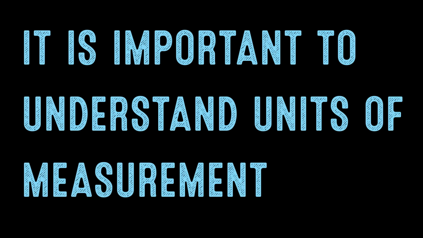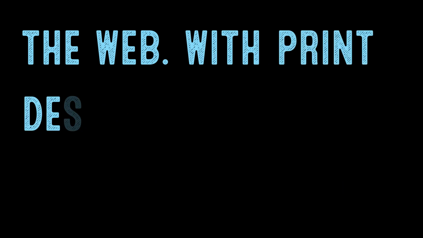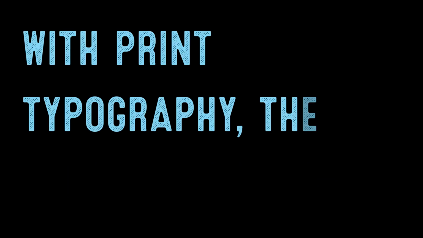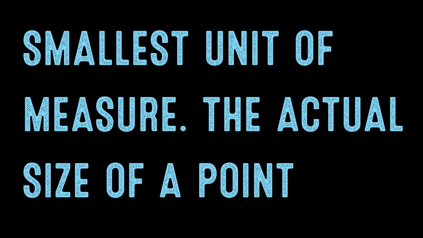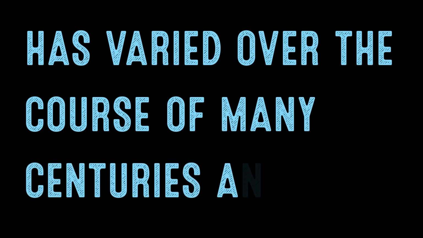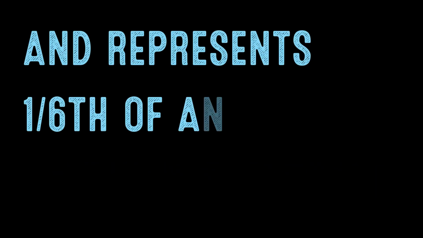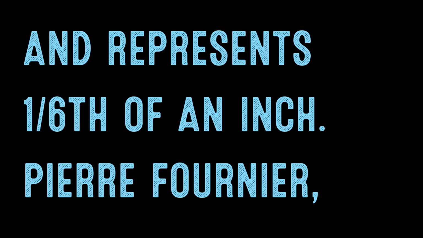The Daily Code Snippet. It is important to understand units of measurement for the web. With print design, we have points and picas. With print typography, the point is the smallest unit of measure. The actual size of a point has varied over the course of many centuries and has been interpreted differently by different countries. The pica is a basic unit of measure for American typography and represents 1/6 of an inch.